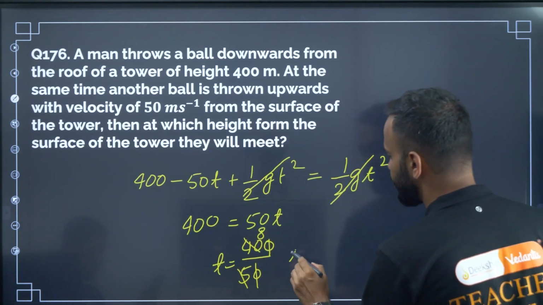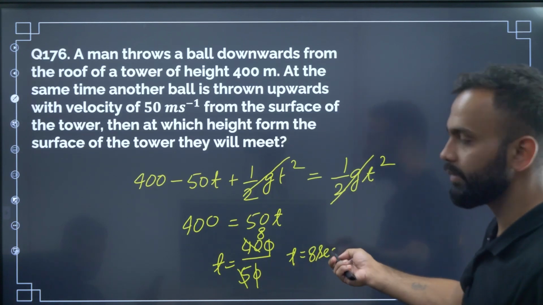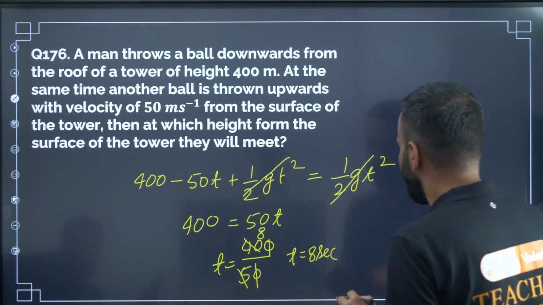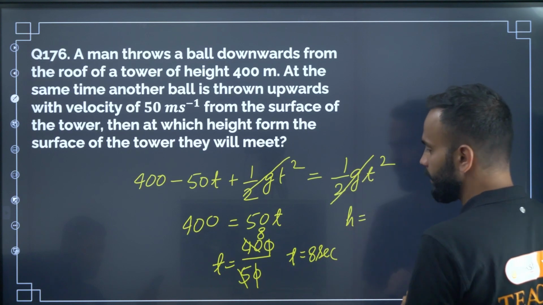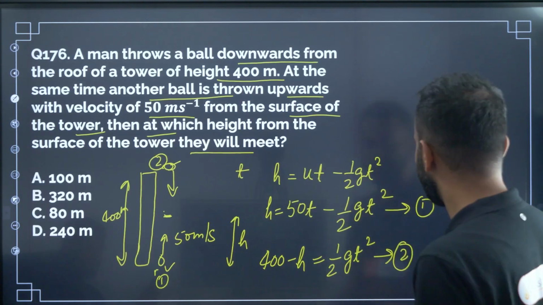So t equal to 8 seconds, that is, at time 8 seconds, both balls will meet, isn't it? We need to find the h value, right? So now h equal to 50 into t. Let's use the first equation here.